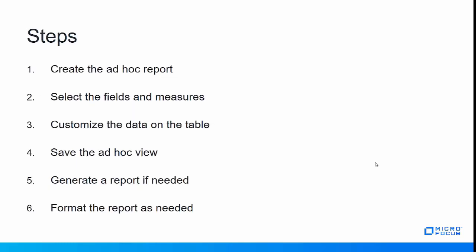Once that's done, the steps are pretty simple. You create the ad hoc report, you select fields and measures, you customize the table or the data, you save the ad hoc view, generate a report, and then you can do some additional formatting on that report if you like. So let's go see how this is done.